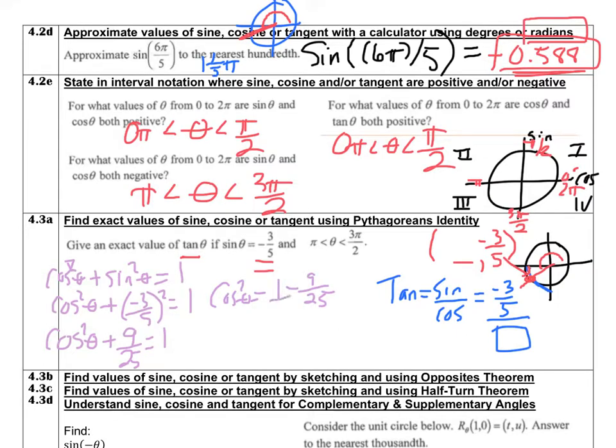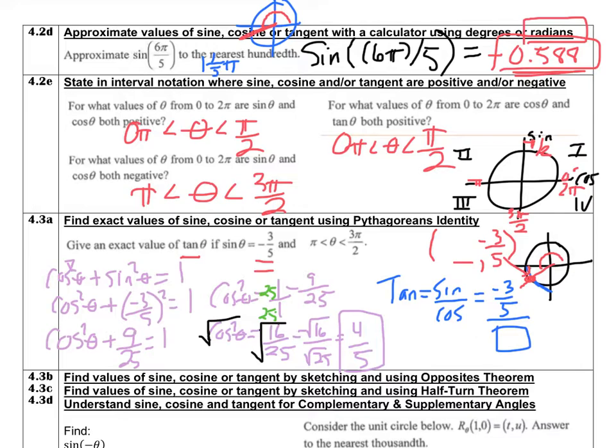Now I may make the 1 a fraction, and when I do that, I want to get a common denominator, so that'd be a 25, and that'd be a 25. Then I'm going to take 25 minus 9, which is going to give me 16. So cosine squared theta equals 16 over 25. I have to finish up the problem by taking the square root. When you do that, you can break it up, and write it as the square root of 16 over the square root of 25, which is 4/5.